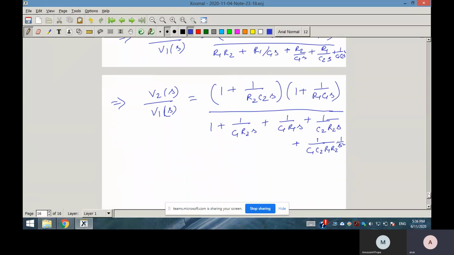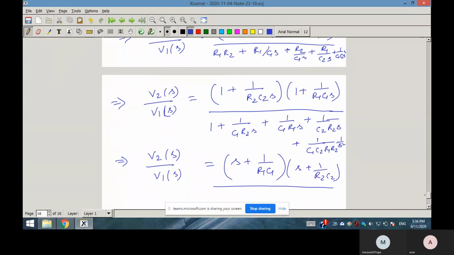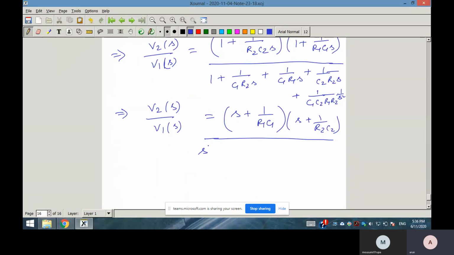So this can be further simplified. If you multiply the numerator as well as the denominator by s square, it will come out like this: (s plus 1 by R1C1)(s plus 1 by R2C2) divided by s square plus s into (1 by C1R1 plus 1 by C2R2 plus 1 by C1R2) plus 1 by C1C2R1R2. Here 1 divided by C1C2R1R2 is a part of the denominator polynomial.